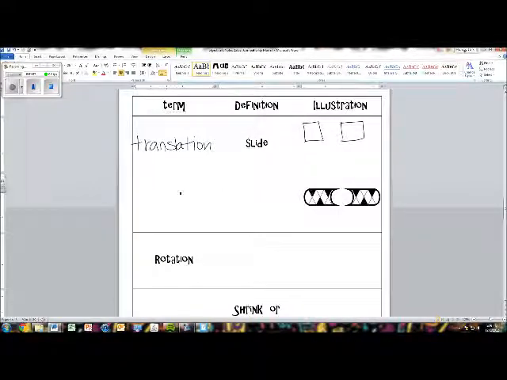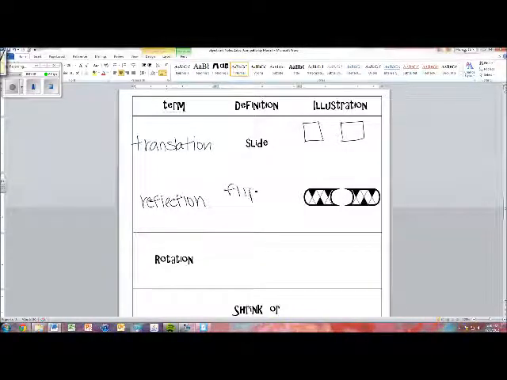This second example here is a picture of a reflection. A reflection is also known as a flip or a mirror. It's a flip or a mirror where you flip the angle.